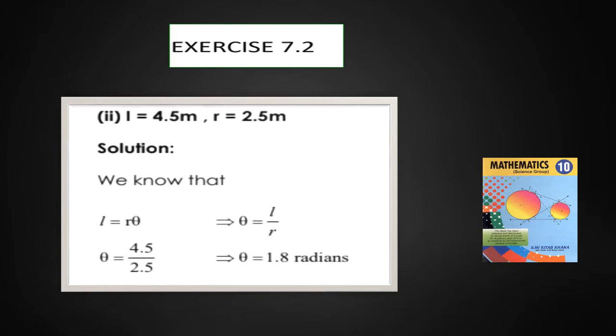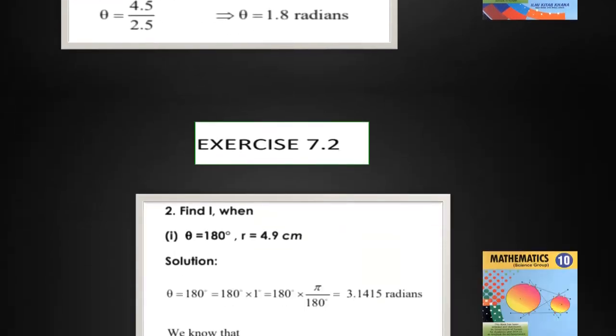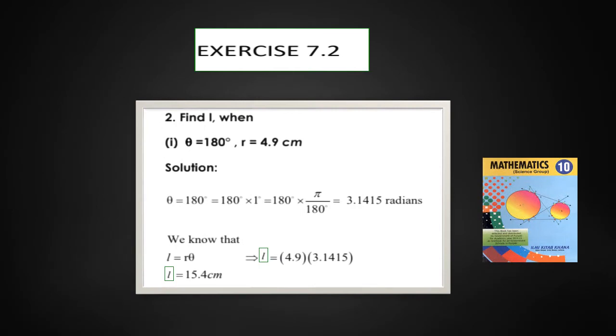Now theta is equal to 1.8 radians. Question number 2. Find L when theta is equal to 180 degree and R is equal to 4.9 centimeter. First, theta is equal to 180 degree. It will be converted into radian by multiplying by pi by 180. 180, 180 are cancelled. The value of pi is 3.1415 radians.